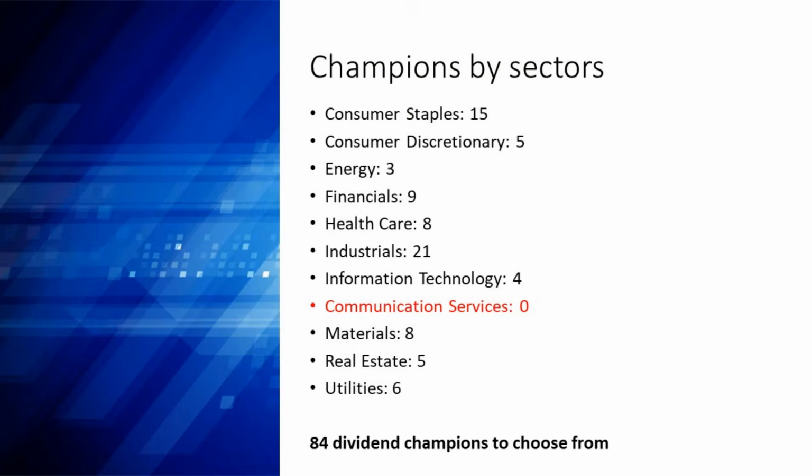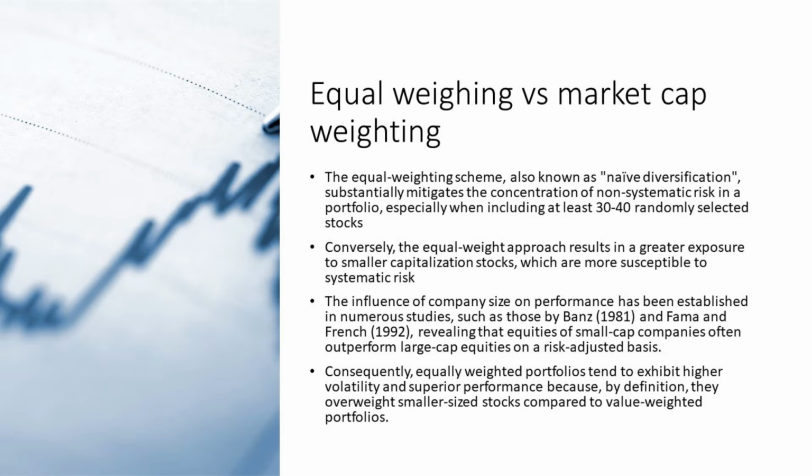Now, when you look at the champions, so those are companies that have increased their dividend for at least 25 years in a row, champions by sector, you see here that some sectors have more than others. So there's a lot of selection there in consumer staples. There's selection in industrials, as I said, nothing in communication services, 3 companies in energy. So really, you have 84 dividend champions to choose from, which are plenty when it comes to putting together a great dividend growth portfolio.